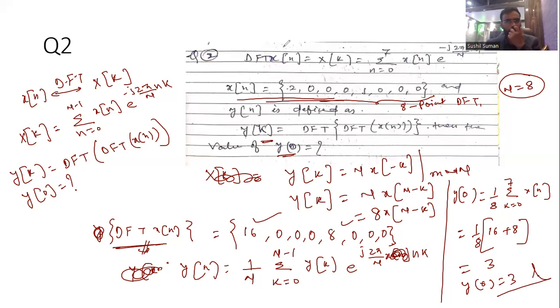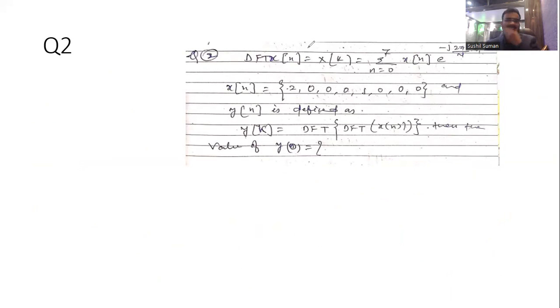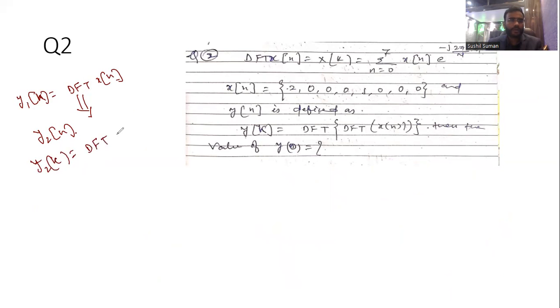And you can solve this question another way, just like this one. Let's say y1(n) equals DFT of x(n). This is y1(k), let's say. Now whatever your DFT, just assume this one. Another is y2(n). Now y2(k) becomes DFT of x(n), just 2 times DFT, right? This is DFT, and you can find the easy way.